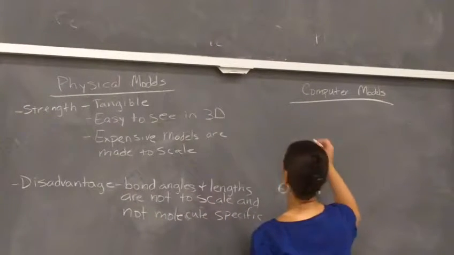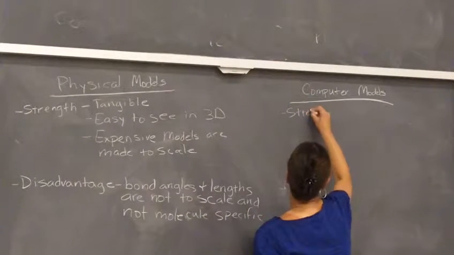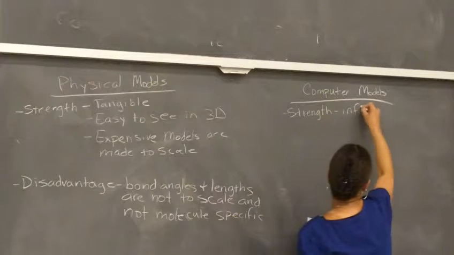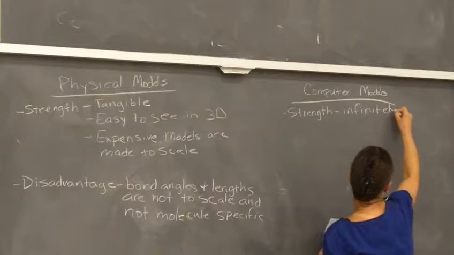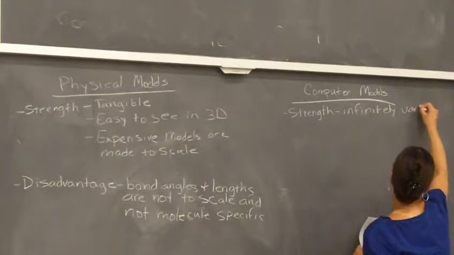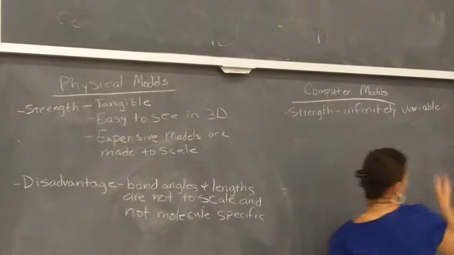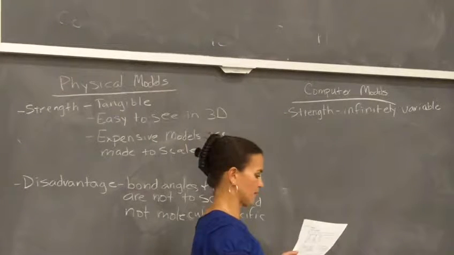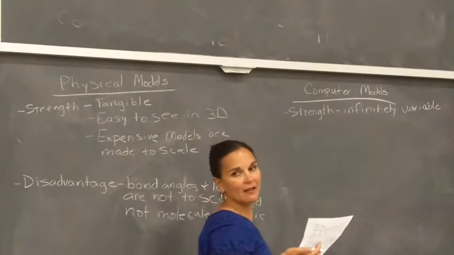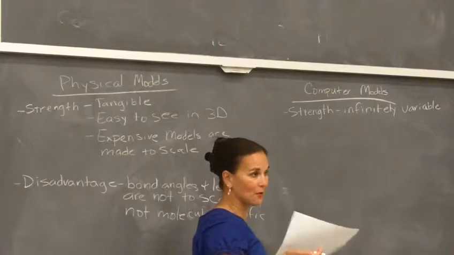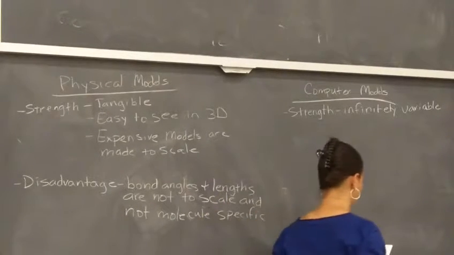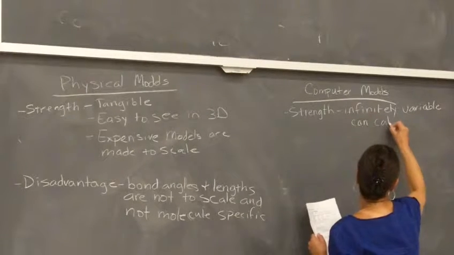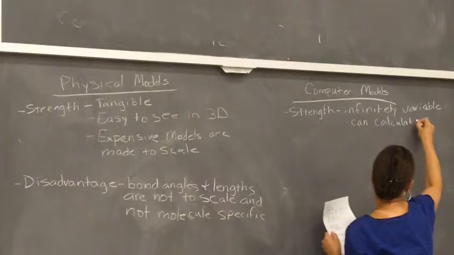For the computer models, as far as the strength, they are infinitely variable, right? Because you can use the computer to vary all sorts of parts of the molecule and tell the computer to do all sorts of different things, whether it's something that will actually happen or not, you can still put in all these variables. They can calculate bond angles and bond lengths.